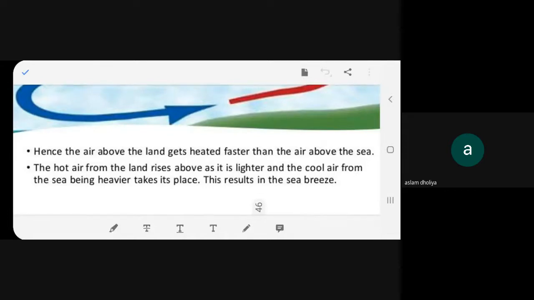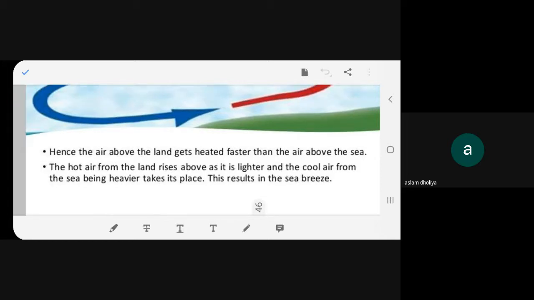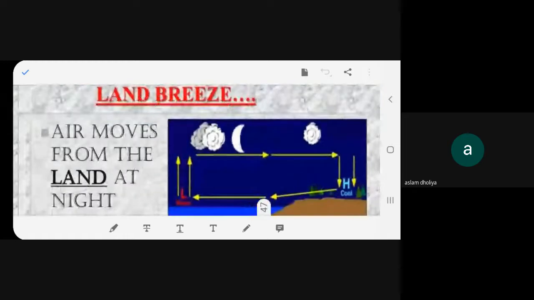We already know that hot air from the land goes up as compared to the hot air above the sea. Why is it going up? Because it is lighter and the heavier cool air from the sea takes its place. And then there's a breeze moving from the sea to the land during the daytime known as sea breeze. Right, beta? Now we'll talk about land breeze.